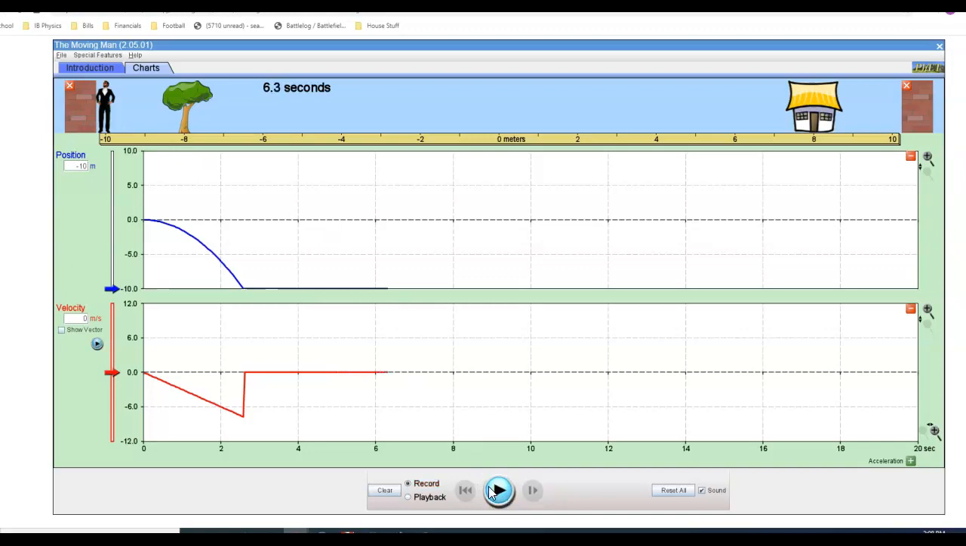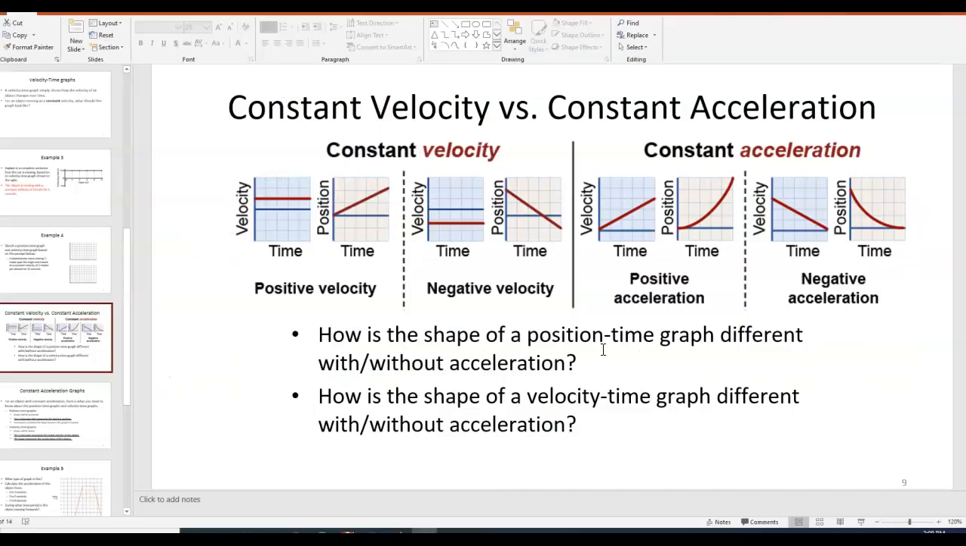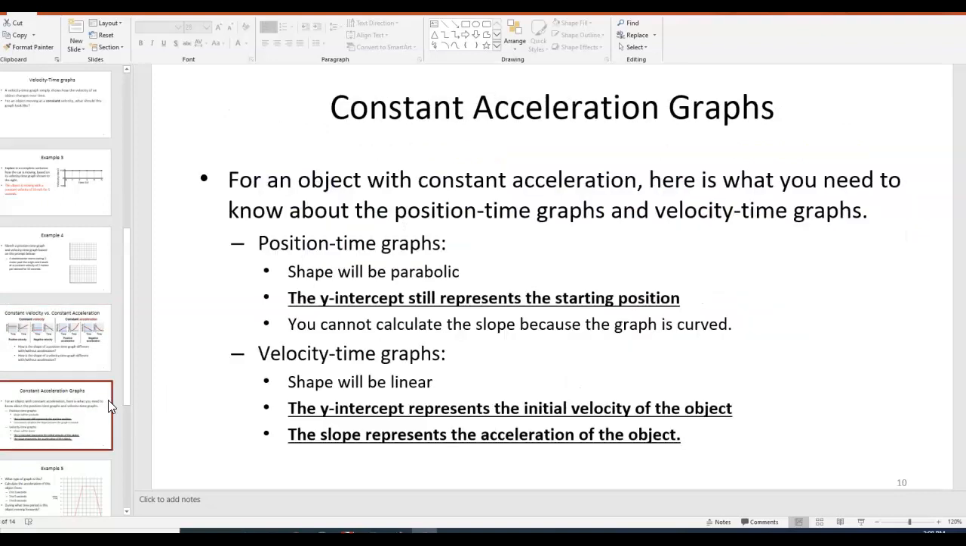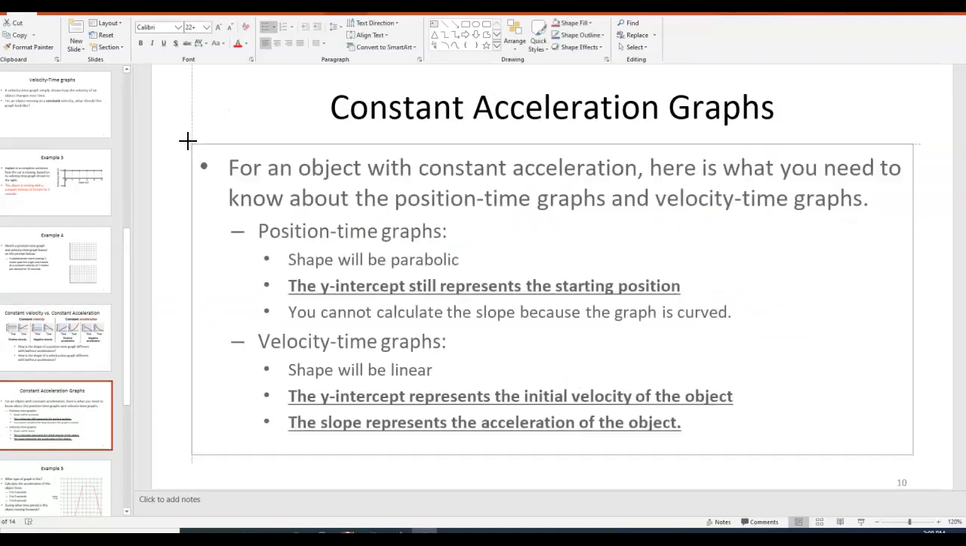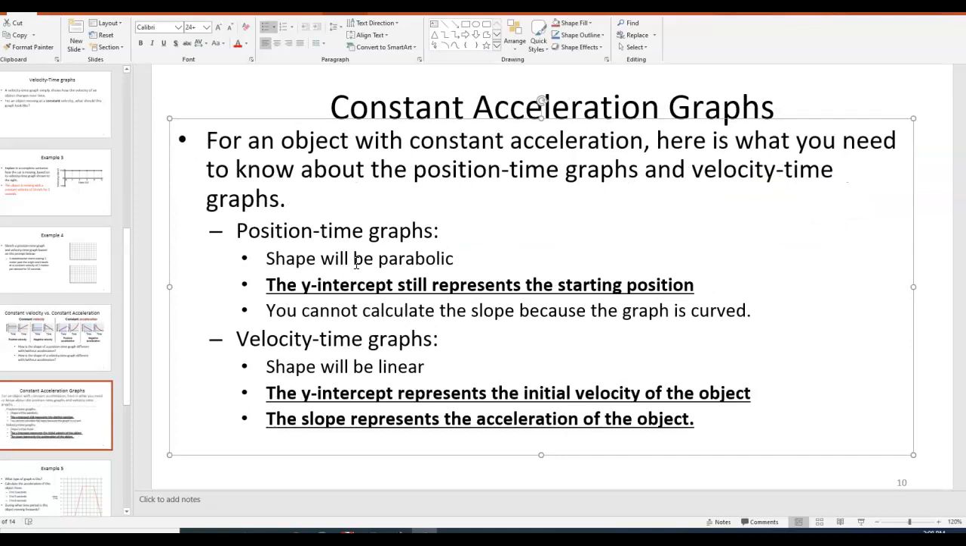Okay, so make sure you understand and are able to recognize the difference between constant velocity and constant acceleration when you're looking at a motion graph. Now, just to summarize all of the important things you need to know about motion graphs, take a look at this slide.